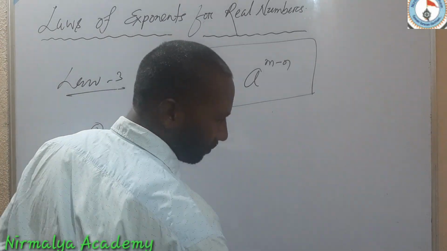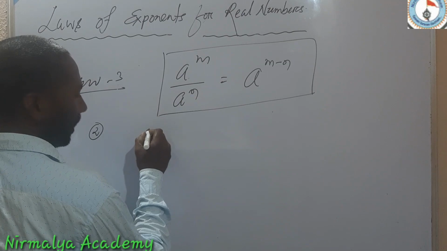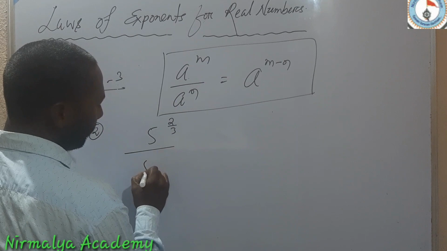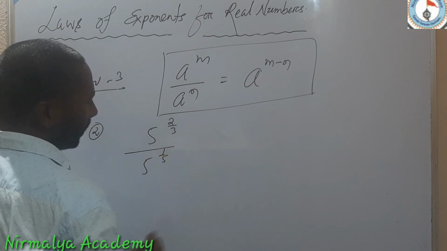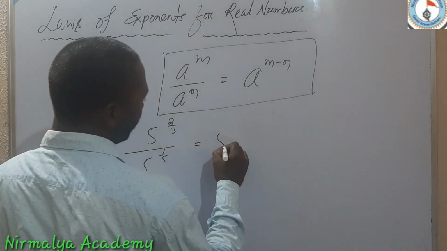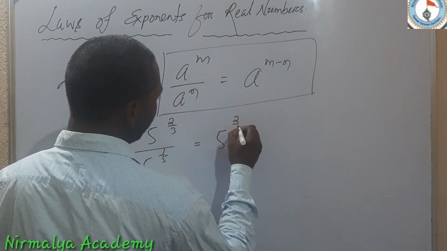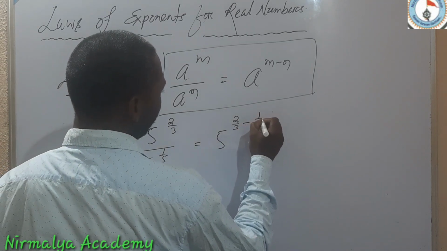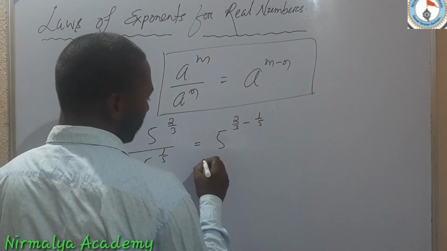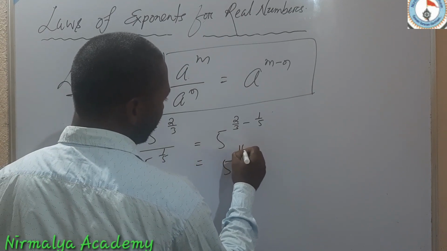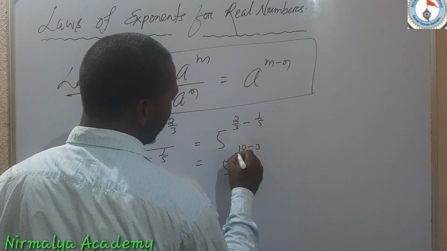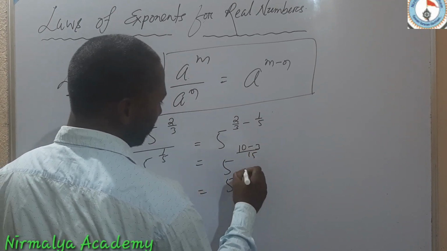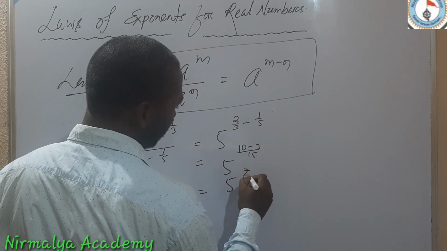Let's take another example. 5 to the power 2 by 3 upon 5 to the power 1 by 5 equals 5 to the power 2 by 3 minus 1 by 5, equals 5 to the power 10 minus 3 by 15, equals 5 to the power 7 by 15.